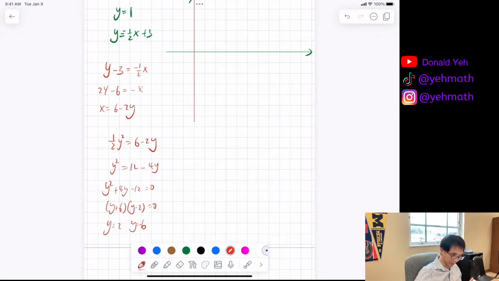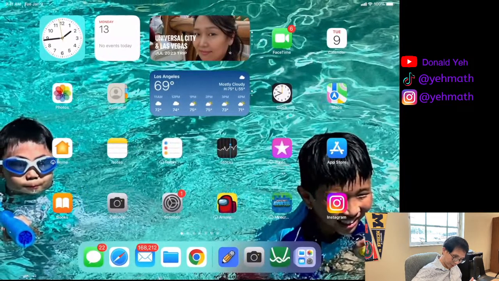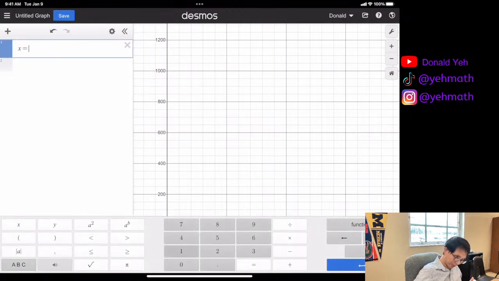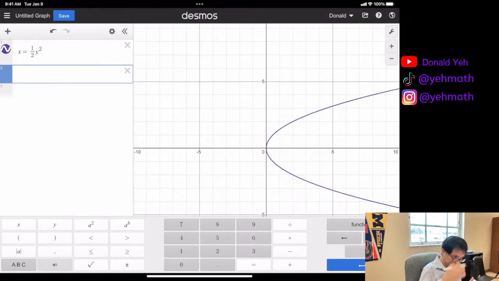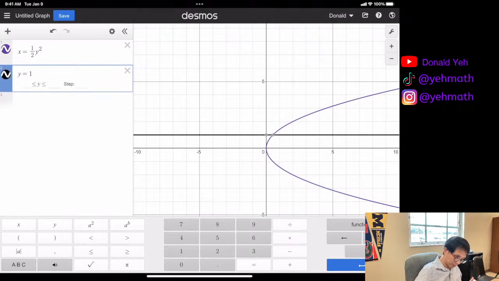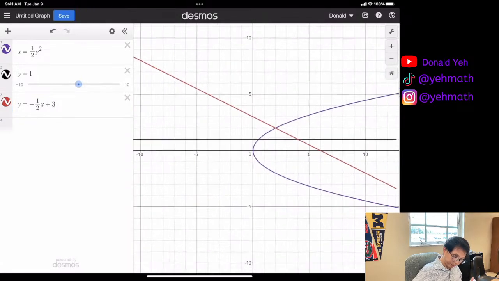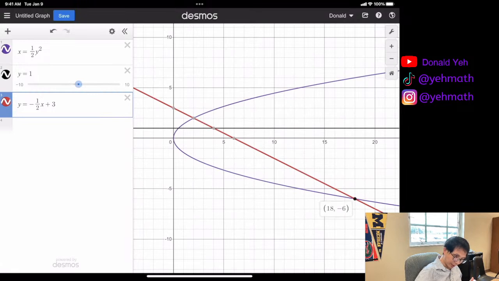So I'm going to use decimals here because I want to sketch it. So x equal to half y squared. And I'm going to go from here. And then what was the other function? Y equal to negative 1/2 x plus 3. So it seems like negative 6 to 1.